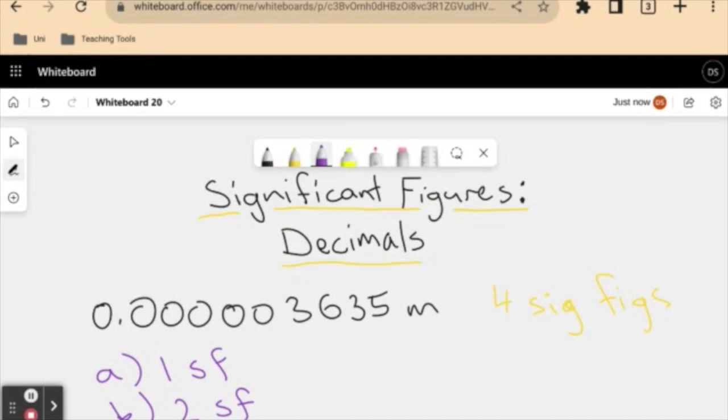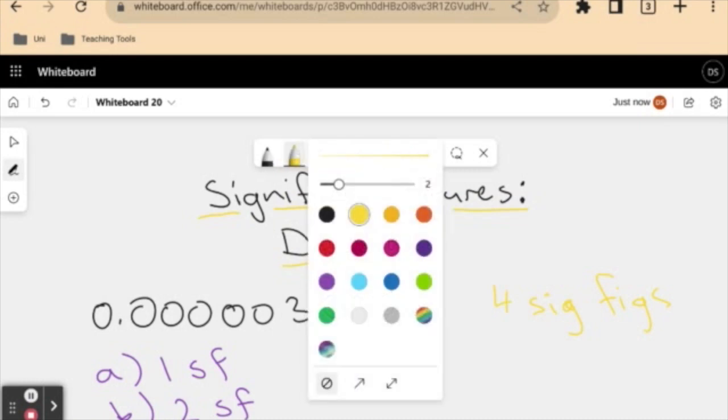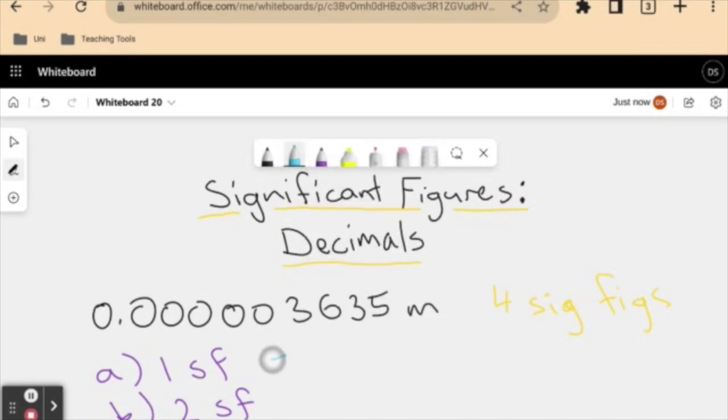So have a pause, have a go if you'd like. This is just a bit of revision. But what we would have gotten is that the very first number that is of importance to us as we go in this decimal direction is our 3 here. So if we were to round this up, well, we have a 6 here. So obviously we will be rounding up.